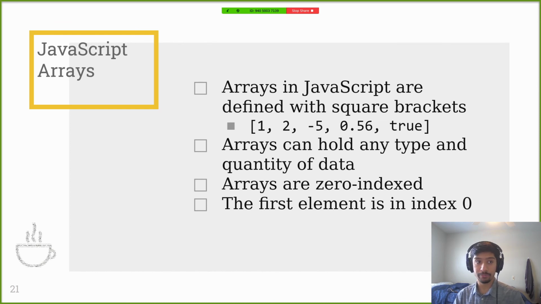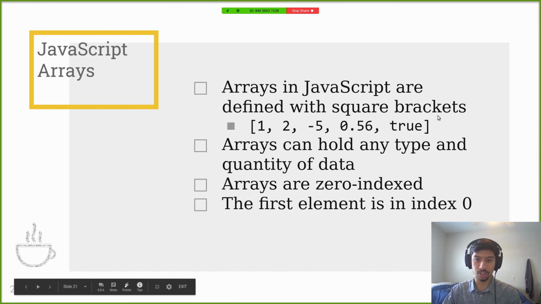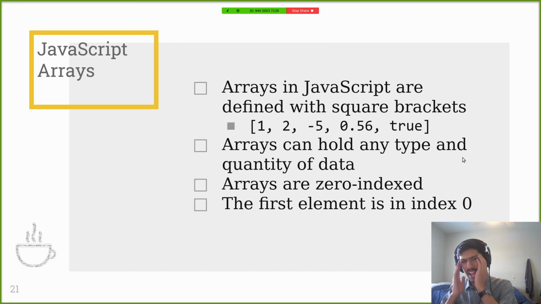The first one is going to be JavaScript arrays. JavaScript arrays are very similar to arrays in basically every other programming language, with the exception of kind of like Python. JavaScript arrays can hold any type and any quantity of data. To read this slide, they're defined with square brackets: open square bracket, close square bracket, with some data, comma, data, comma, data. And this continues on for as much data as you want or need.